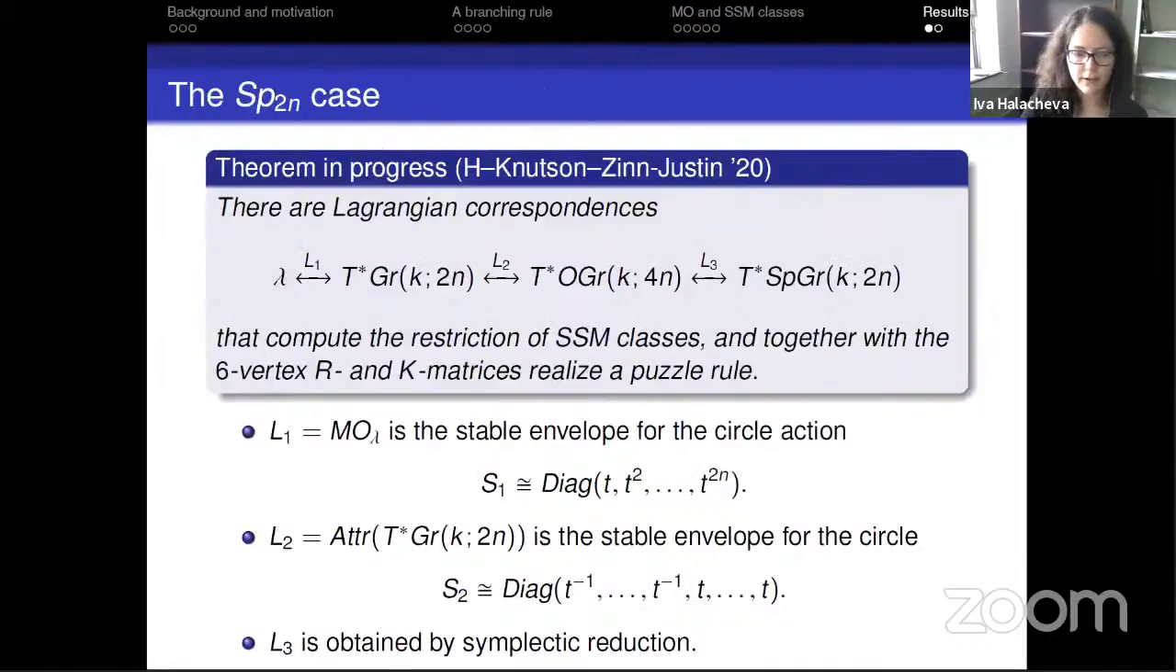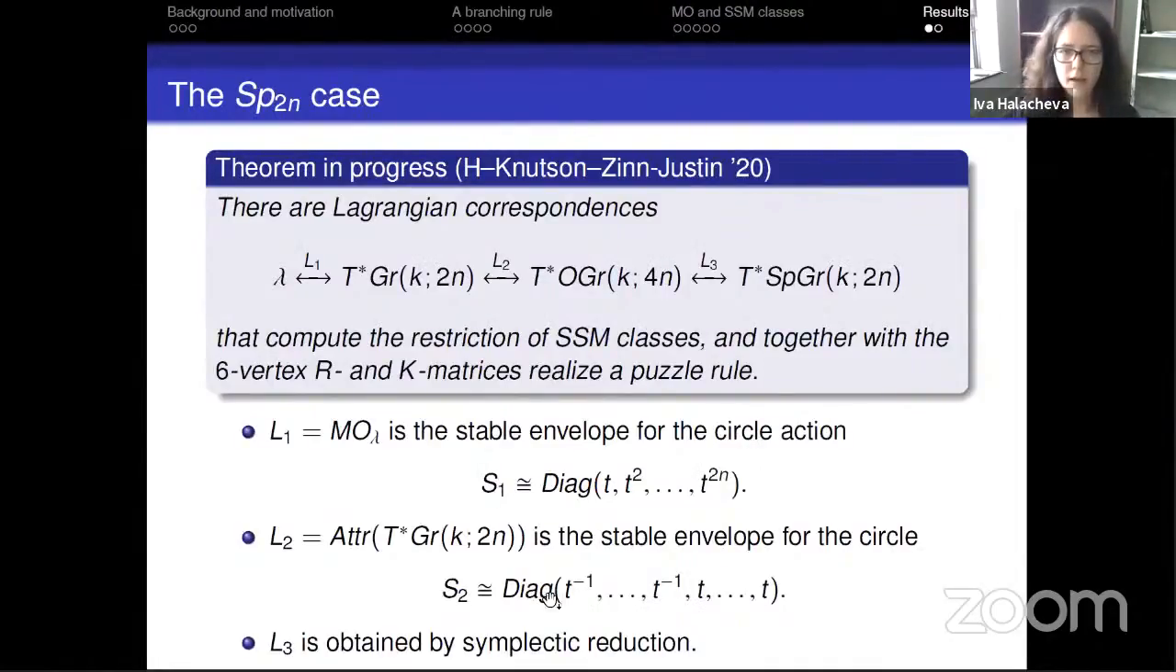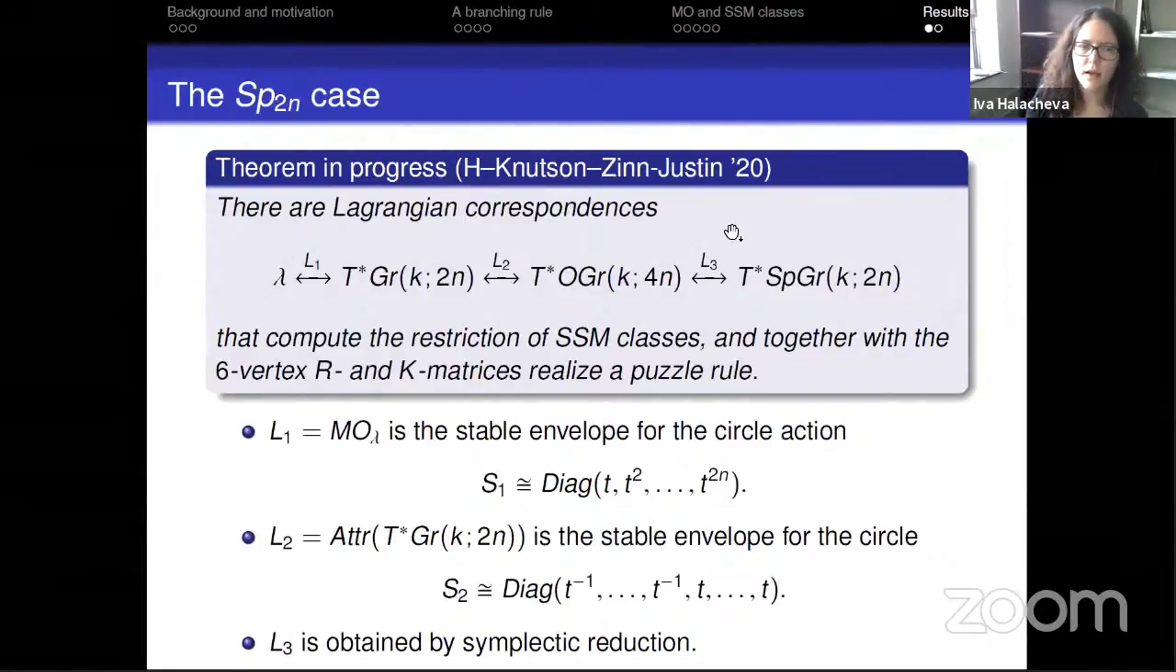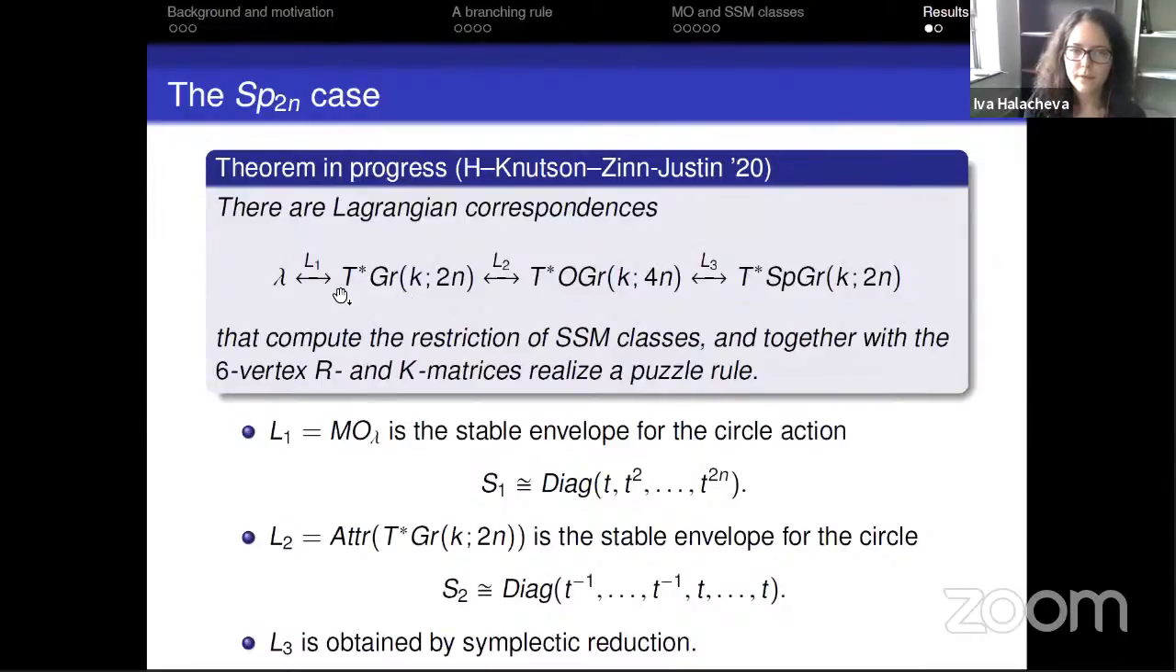And so for my final slide, let me mention our theorem in progress with Knutson and Zinn-Justin, which is saying that we want to construct a correspondence between the cotangent bundle of the Grassmannian and the symplectic Grassmannian, which gives us the map we want in cohomology. And in fact, we're able to do so, where lambda here is a fixed point. And so that gives us the corresponding Maulik-Okounkov class.